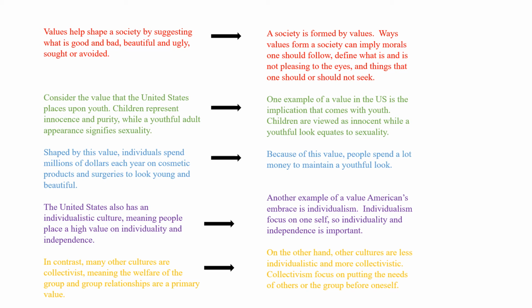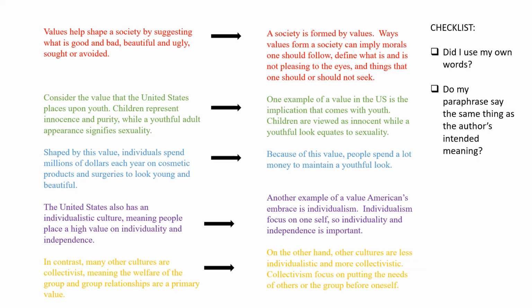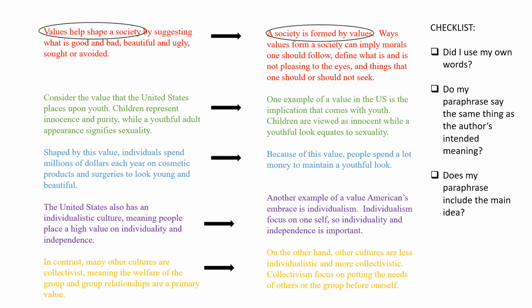So again, you can see that I'm really using my own language and my own words, and I'm also ensuring that I'm saying exactly the same thing as what the author intended. So when you look at this, I'm going to go through my checklist. Did I use my own words? Yes, I did. Does my paraphrase say the same thing as the author's intended meaning? Yes, it does. Does my paraphrase include the main idea? You'll see here's the main idea for the original text, and here's the main idea of my paraphrase.